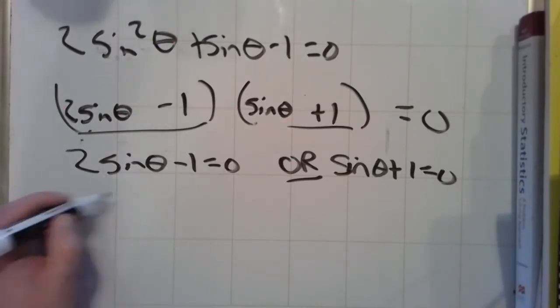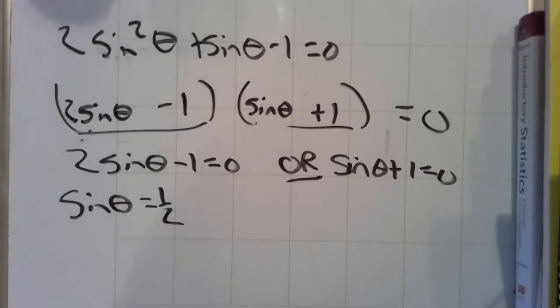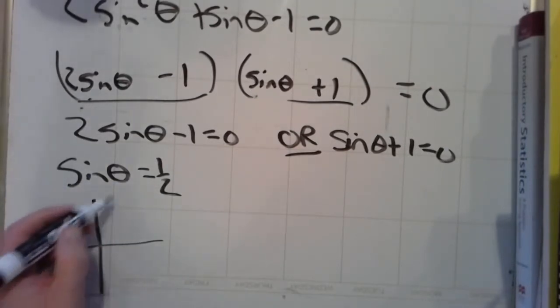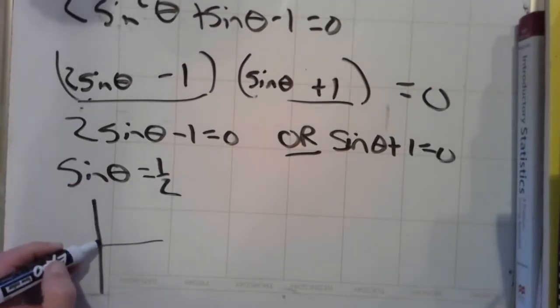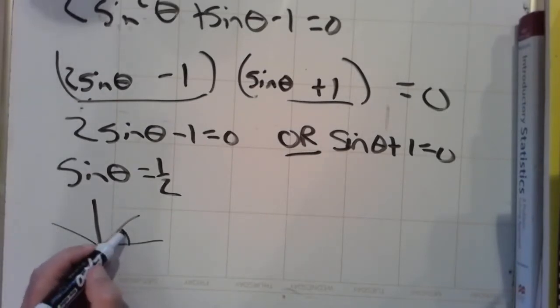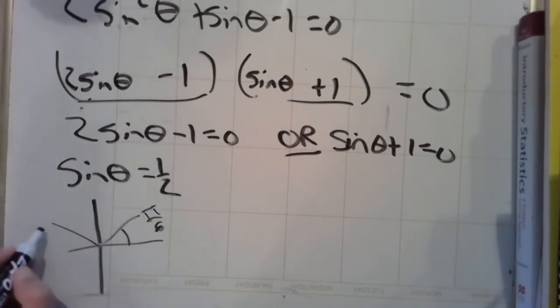This says, solve each one independently. Sine equals 1/2. Where does that happen? There'll be two answers. Unless we have sine or cosine equal to 1 or -1, we always get two answers. Where does sine equal 1/2? Well, it's positive, so it has to be quadrants 1 or 2. That's a 30-degree reference angle, so that's pi over 6 and 5 pi over 6.